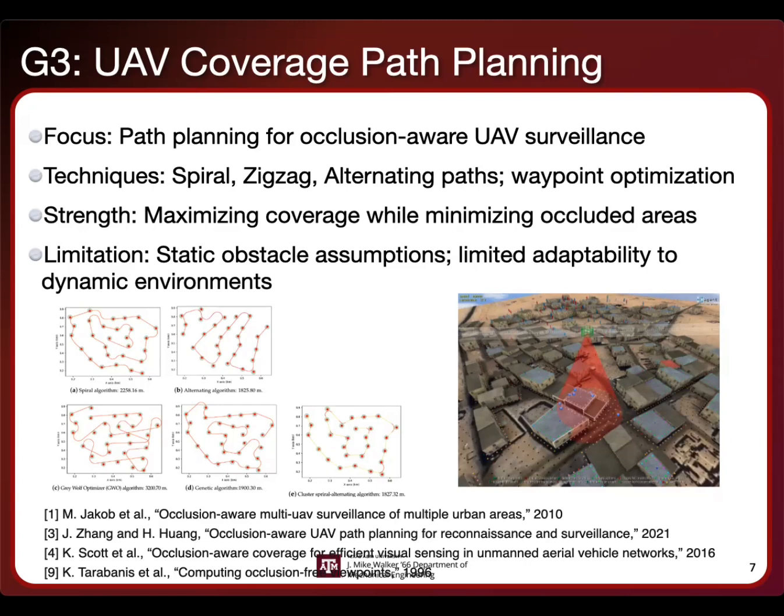Geometric approaches based on polyhedral models have been introduced to calculate occlusion-free viewpoints, providing a theoretical foundation for UAV observation path planning. While these strategies offer important planning techniques, they typically assume static environments and simplified obstacle models, highlighting the need for more adaptable real-time occlusion handling in dynamic and complex urban systems.